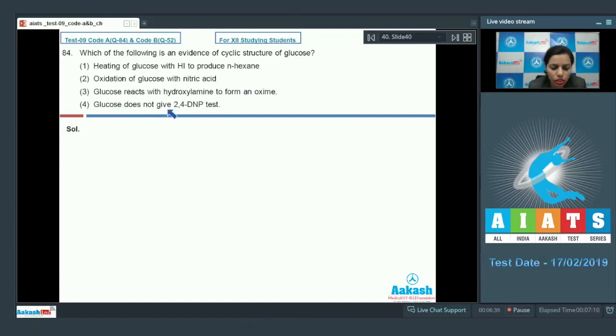Further, glucose does not give 2,4-DNP test. Yes, free aldehyde group always give this 2,4-DNP test, but in case of glucose, that aldehyde group is not free. It means it is present in the form of cyclic hemiacetal. That's why it is not performing this test, 2,4-DNP test, and that's why this is the correct evidence for the cyclic structure of glucose, and the option that's correct is option 4.